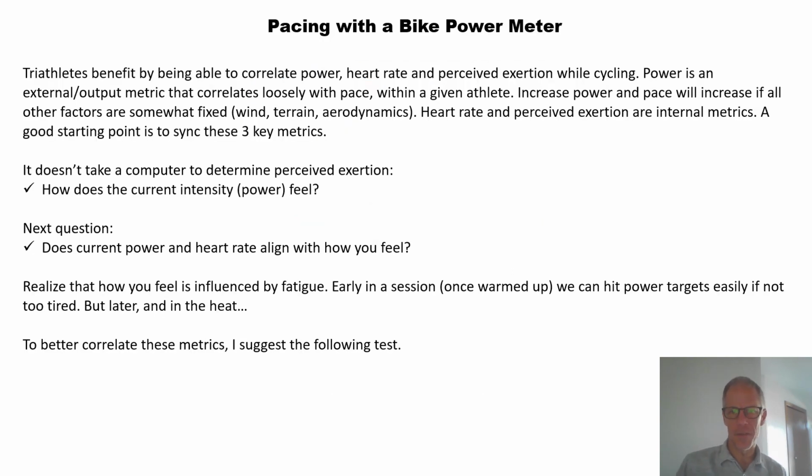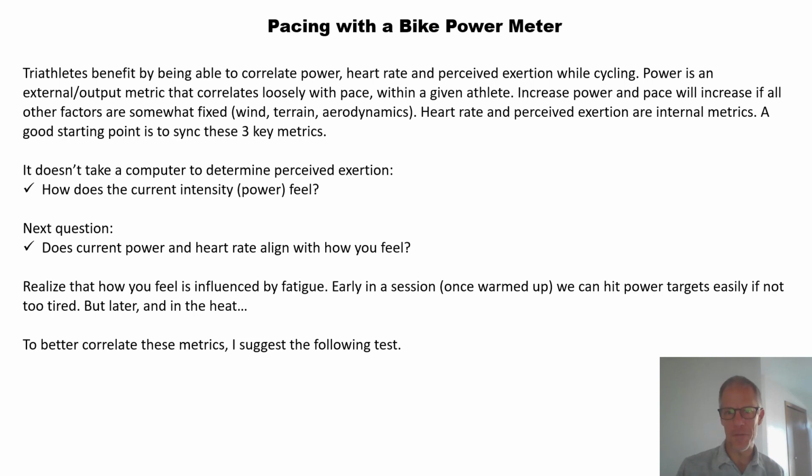So I'll read this like I did the last time, and then we'll get into a little bit more of the commentary. So pacing with a bike power meter. Triathletes benefit by being able to correlate power, heart rate, and perceived exertion while cycling. Power is an external metric that correlates loosely with pacing on the bike within a given athlete. You increase power and pace will increase if all other factors are somewhat fixed, because we have more of an issue with the wind, the terrain, and the aerodynamics. Those factor in quite heavily to how your power translates to speed on the bike.